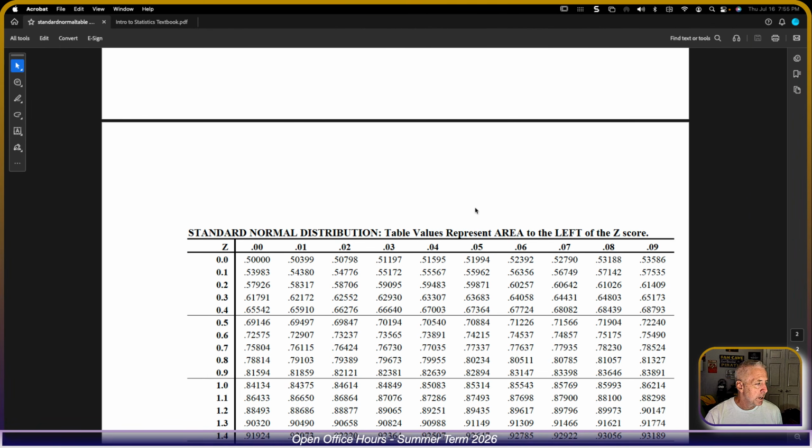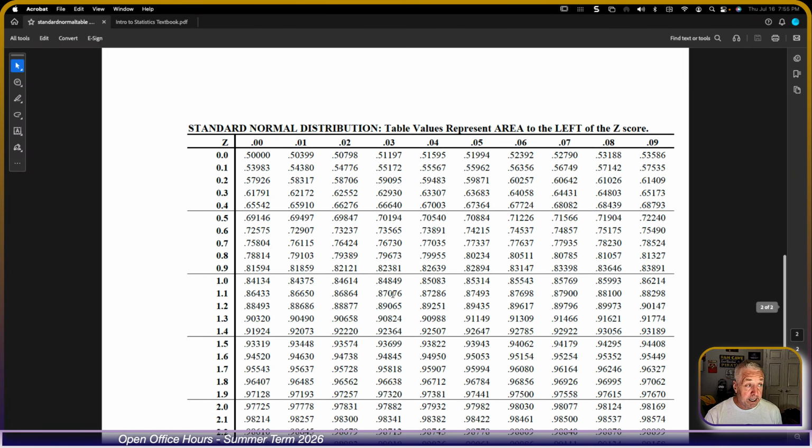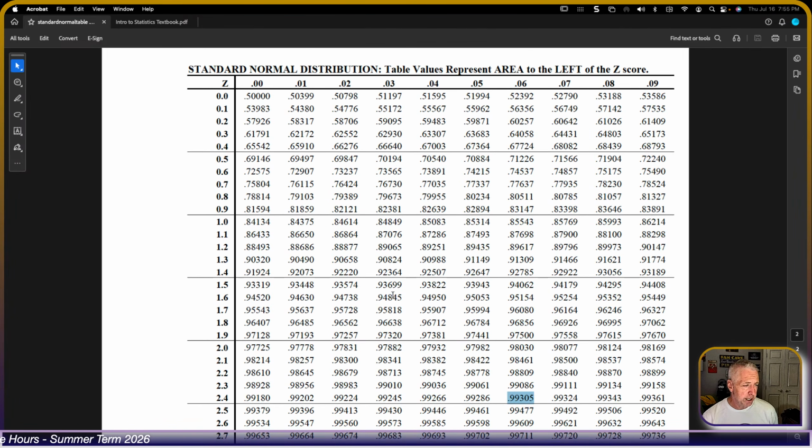Okay. Here's my table. I'm on the positive side of my table on this two-sided sheet, and I'm looking at 0.29. So I've got 0.2 there, and I've got 0.6149. So in other words, to the left, all the way to negative infinity from 0.29, the area underneath the curve is about 61%. So it's 0.61409.